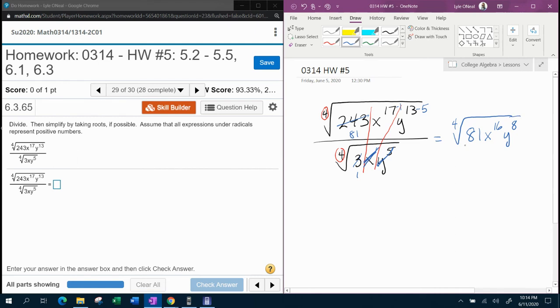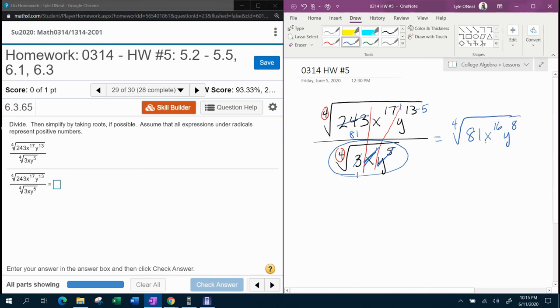Now, the reason I didn't write this as a fraction, notice that everything in the denominator canceled, or in other words, went to 1, and the 4th root of 1 is 1, and anything divided by 1 is itself. So long story short, I don't need a fraction because the denominator became 1, okay?